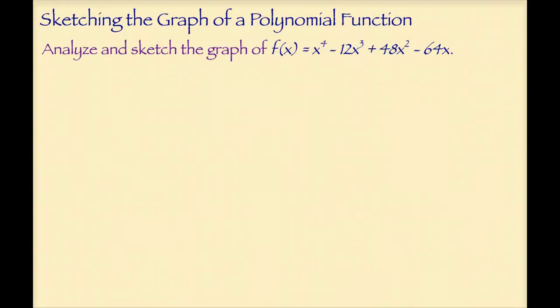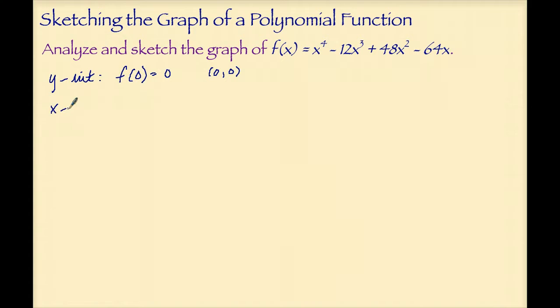Now let's analyze and sketch the graph of a polynomial function. F of x equals x to the fourth minus 12x cubed plus 48x squared minus 64x. We'll start with the y-intercepts. Remember that y-intercepts can be found by evaluating f of 0. So as we put 0 in for all of these x values, we'll get a function value of 0. This means, of course, that the point 0, 0 is a y-intercept as well as an x-intercept for this function.